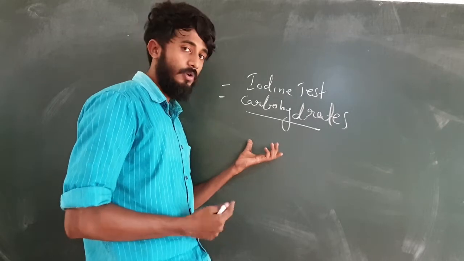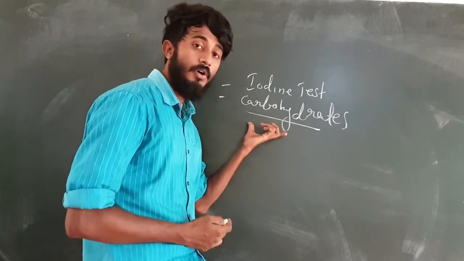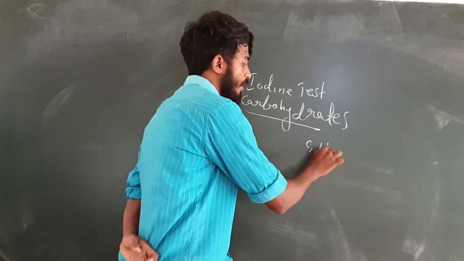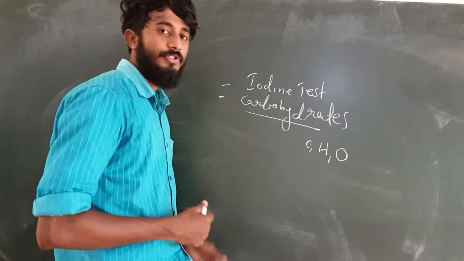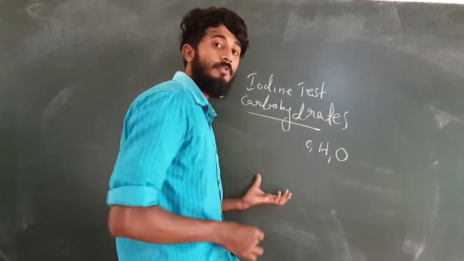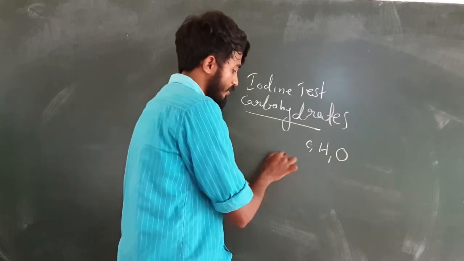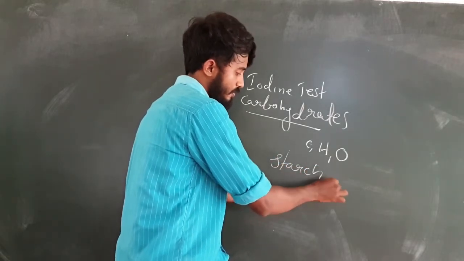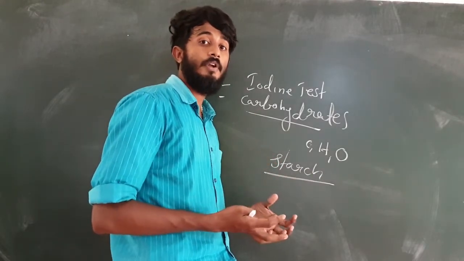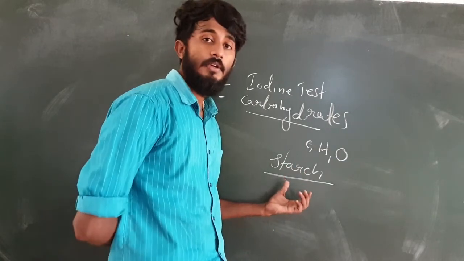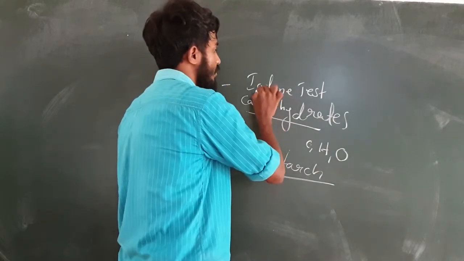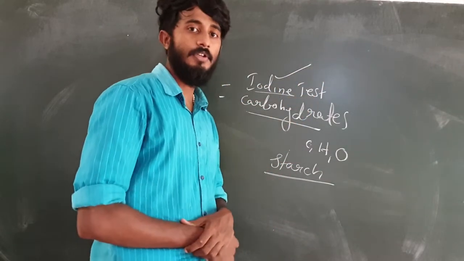Do you remember? What is carbohydrate? Carbohydrates are the substances or compounds comprising carbon, hydrogen and oxygen, isn't it? And one example of carbohydrate is starch. And how can we find out if a food item contains starch? How can we find out the presence of starch in that? By using the iodine test, isn't it?